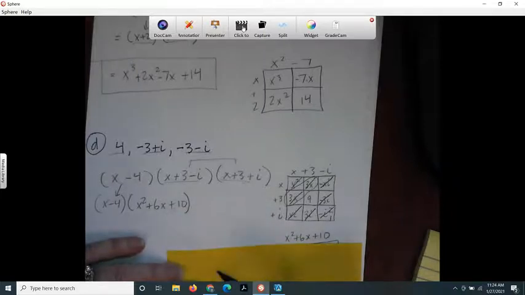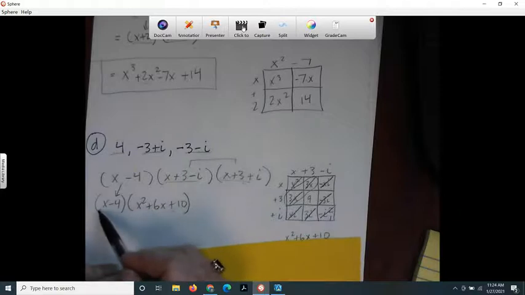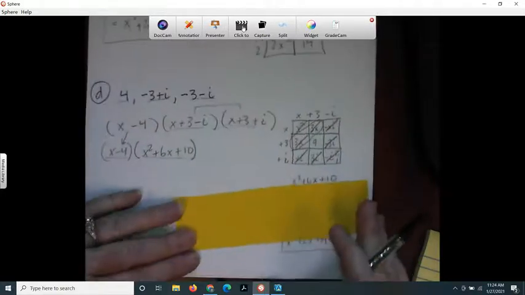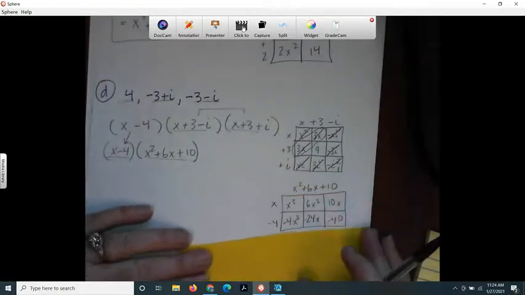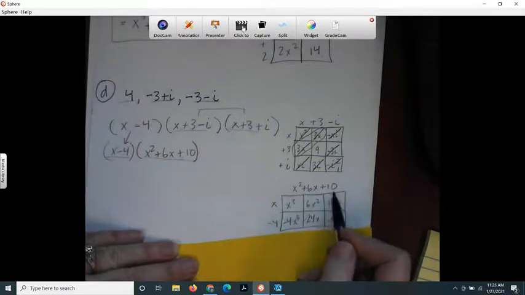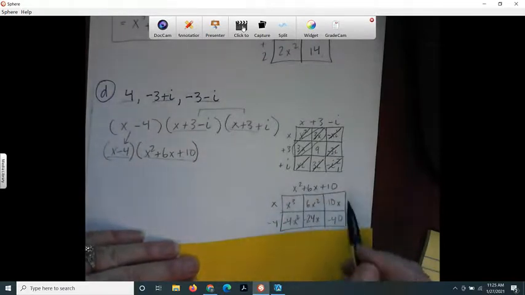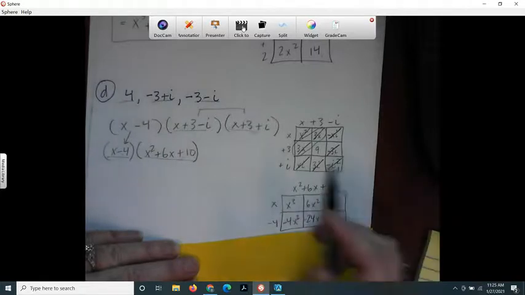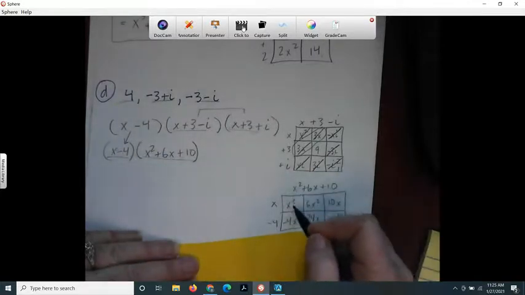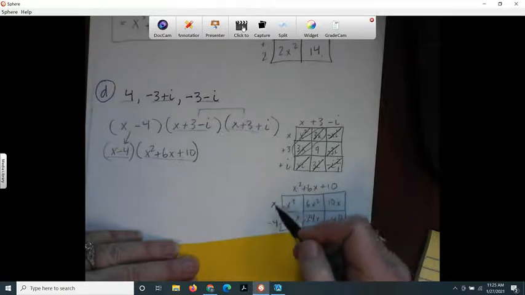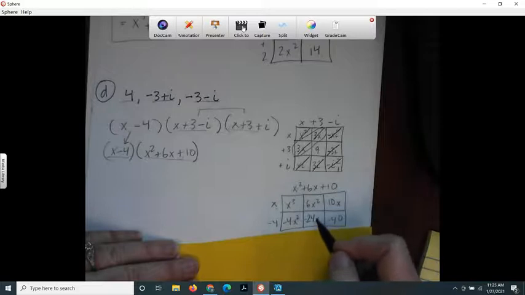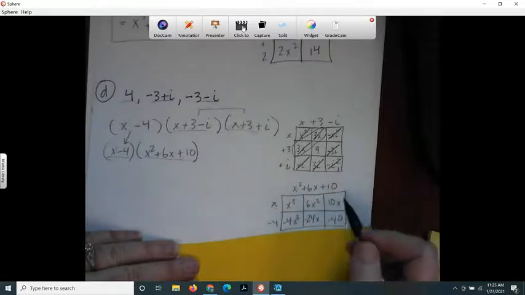But it says I have to multiply this binomial by this trinomial. So get out another area model box. Now I have a binomial and a trinomial, and I can just draw my area model however big it has to be to be able to multiply. So that times that. Just do the whole thing. 6x times x is 6x squared. 10 times x is 10x. These numbers inside here just came from multiplying.